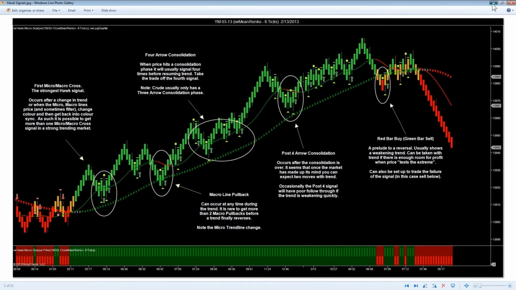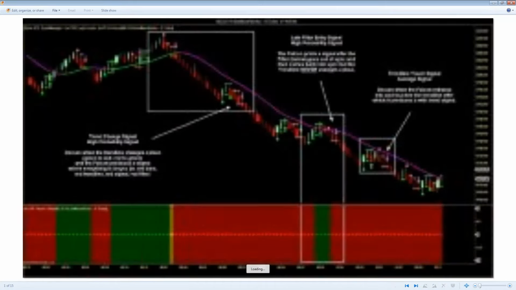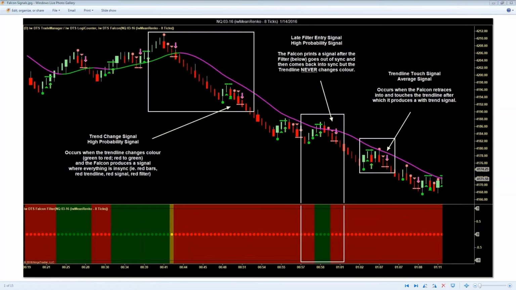Here on the Falcon swing trader, these are your cheat sheet signals for the Falcon. We've got our basic trend change signal. This one drifted a little bit further, but I had all three signals on one screen, so I used it anyways. But it's essentially the first signal where everything is in sync. So the trend line changes color. It's the first signal where we have red bars, a red trend line, red signal, and a red filter.